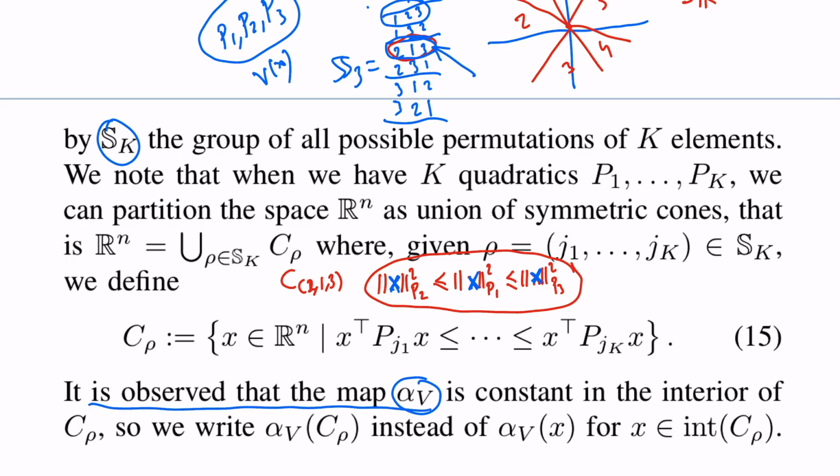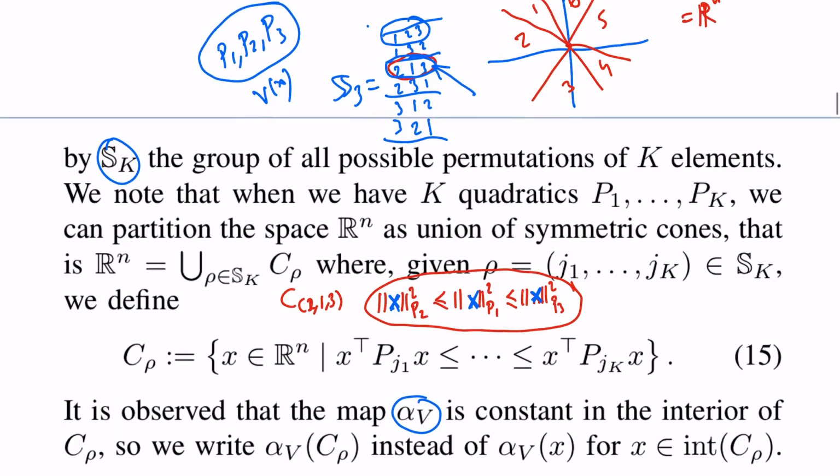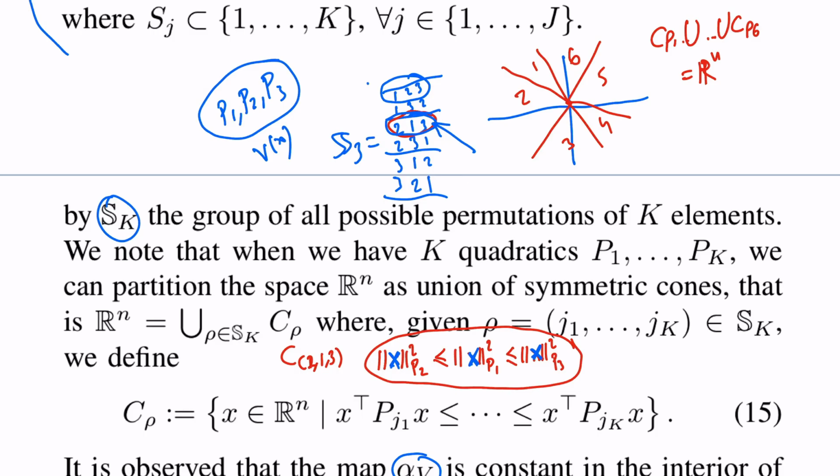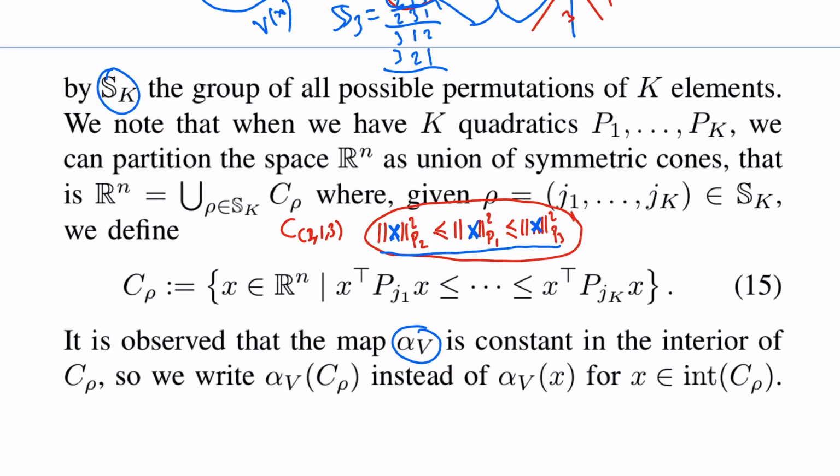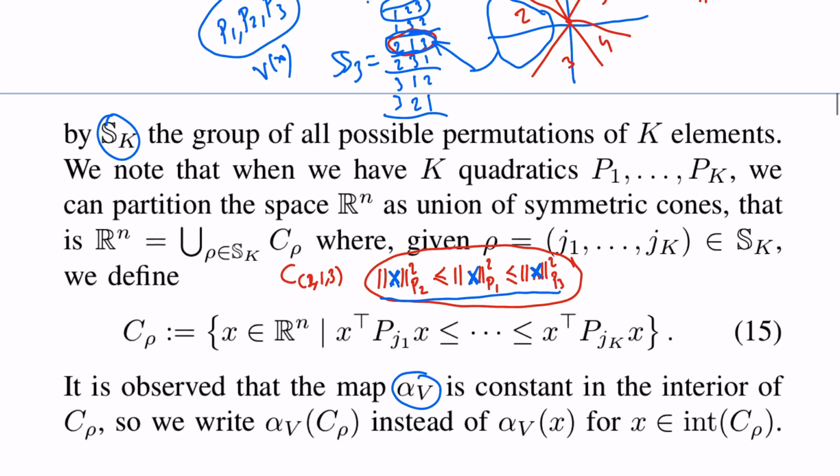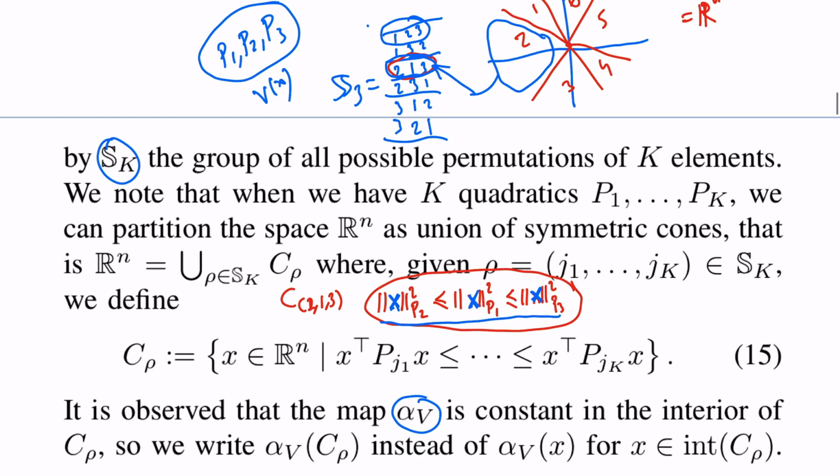It is observed that the map alpha v is constant. Yes, alpha v would be constant in the interior, which kind of makes sense. In the interior of that region, let's say that corresponds to that. That holds in the interior. Because of that, alpha v of x in the interior of one of those regions would be constant.